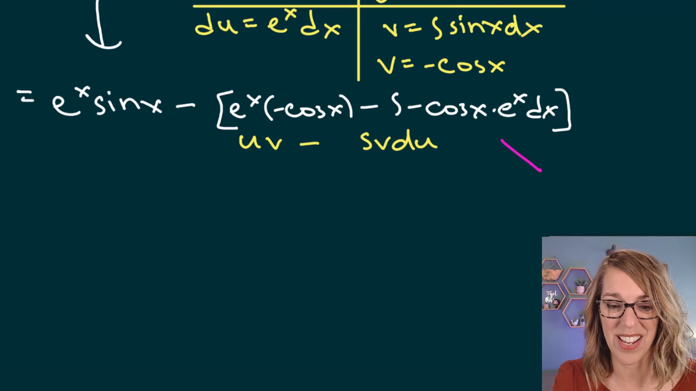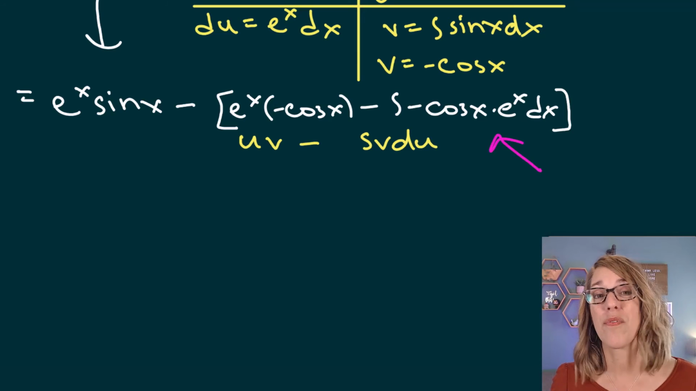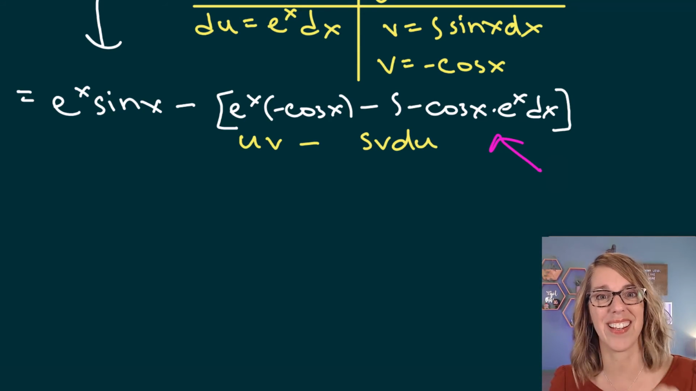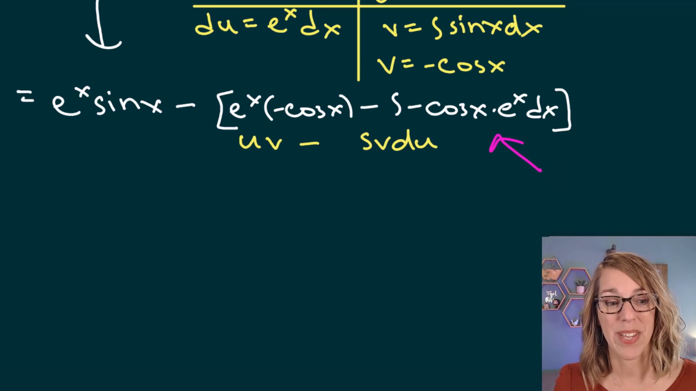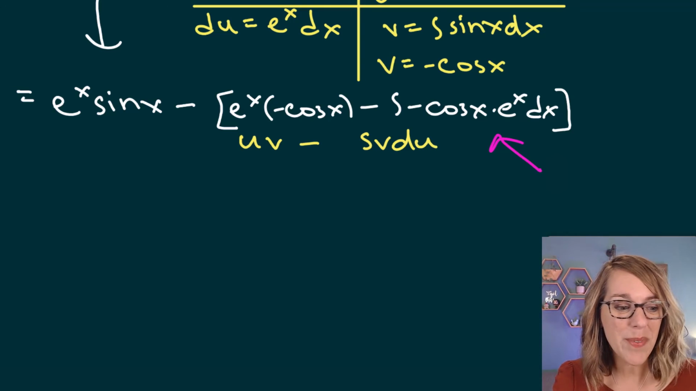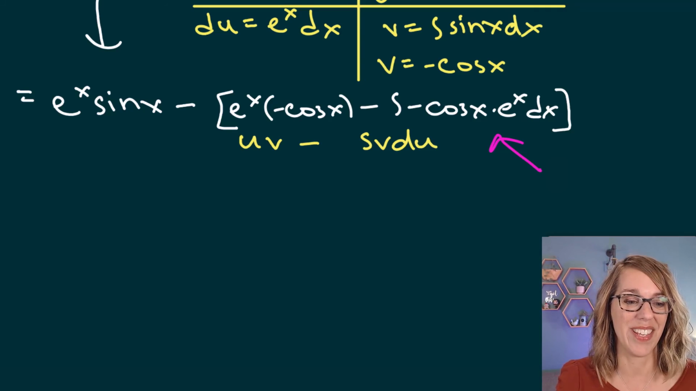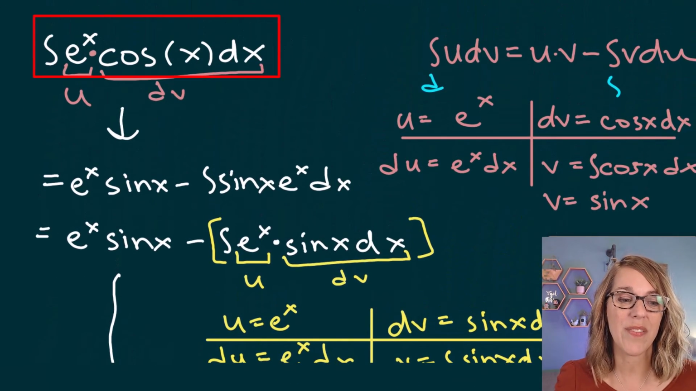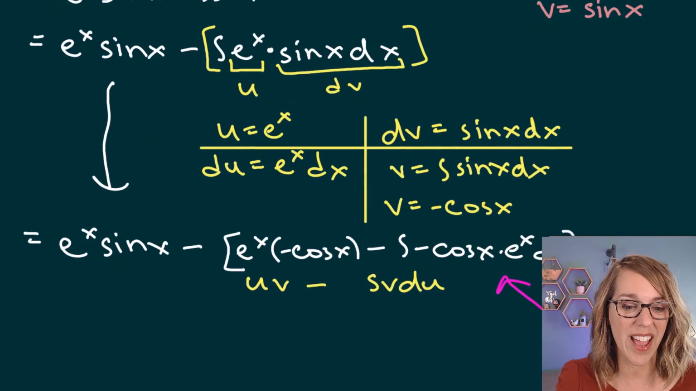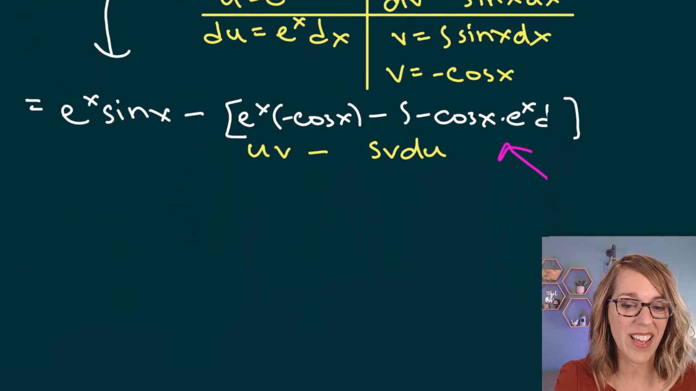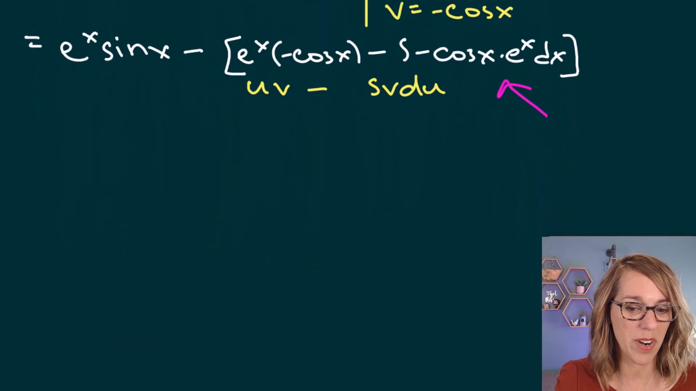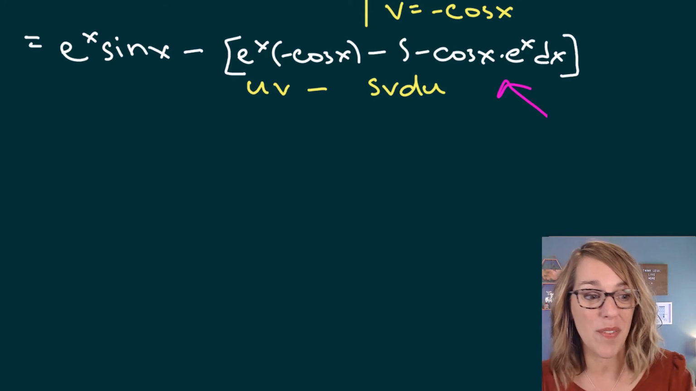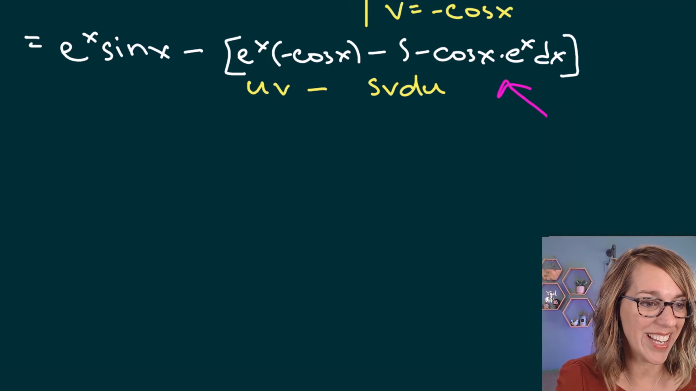Now, as I simplify this, I'm still getting an integral, and I'm going to continue to get an integral here over and over. Cosine and sine are going to go back and forth. E to the x is just going to keep coming up. So I'm going to remember where I started all of this. Remember, all of this started with the integral of e to the x cosine x. So I'm going to bring that now into my work and watch what happens. We're going to be able to solve for that integral by isolating it.